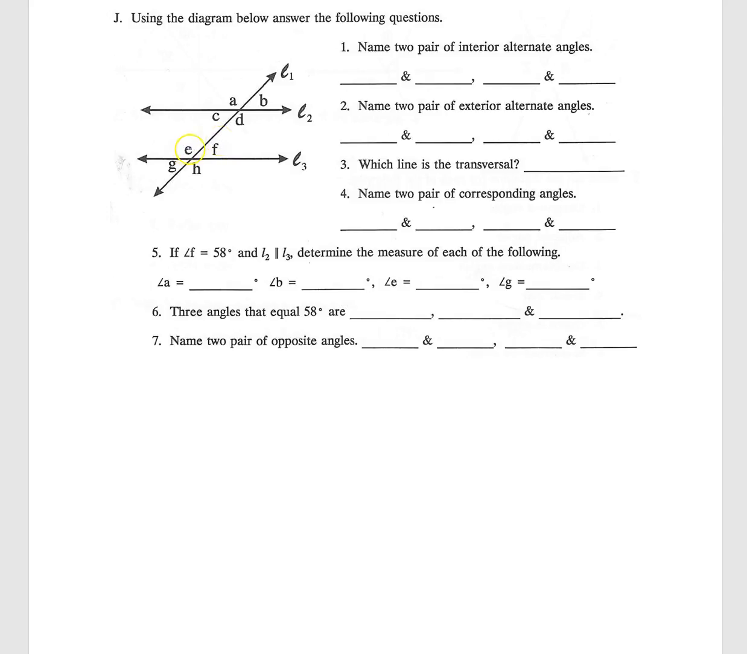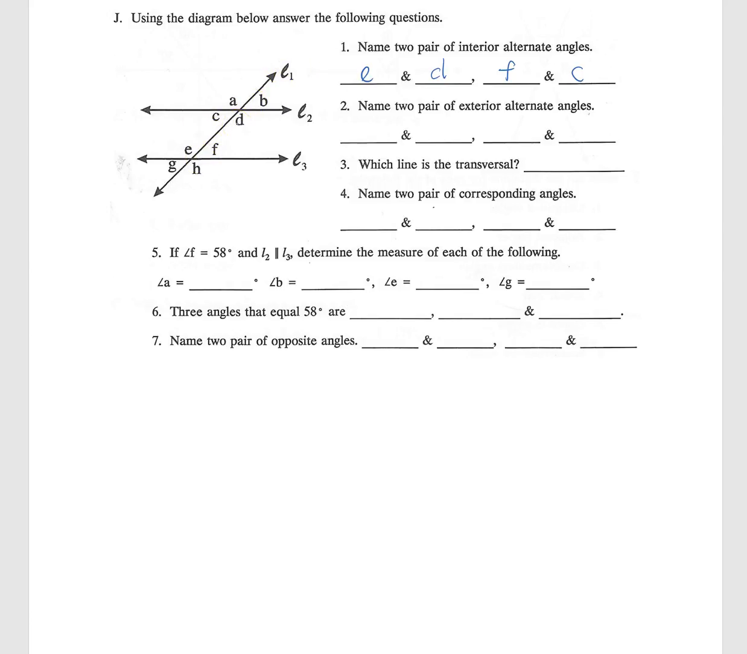So one example is angle E and angle D here, because they're on the inside and on opposite sides of line 1. Another example is F and C. They're also on the inside of these two lines and on opposite sides of line 1.